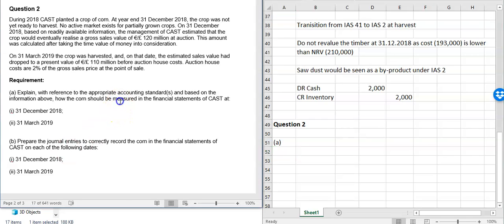So how should it be measured? And then give the journal entries. So 2 separate items. Now they're very much linked together, but we'll do them separately given that it's asked. So we look at initially here.